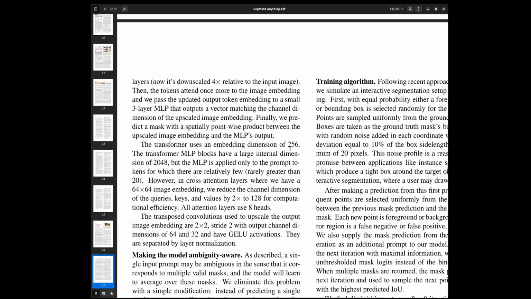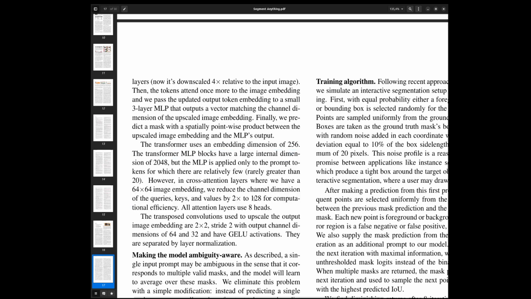The transformer uses an embedding dimension of 256. The transformer MLP blocks have a larger internal dimension of 2048, but the MLP is applied only to the prompt tokens, for which there are relatively few, usually less than 20. However, in cross attention layers, where we have a 64 by 64 image embedding, we reduce the channel dimension of the queries, keys, and values by 2x to 128 for computational efficiency. Our attention layers use 8 heads. Okay, so this also makes sense.